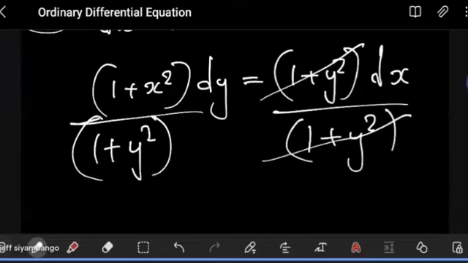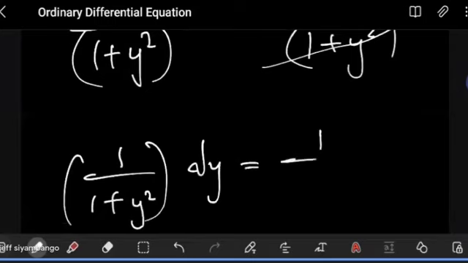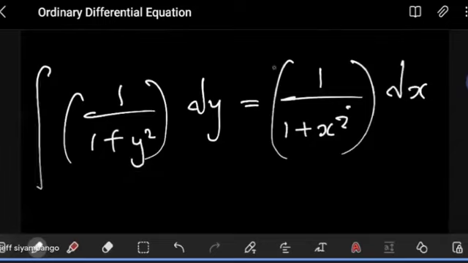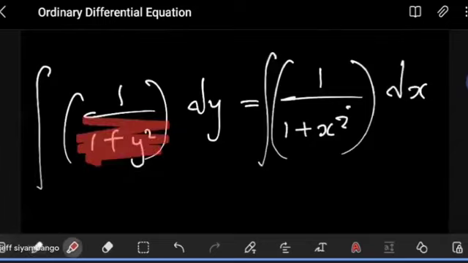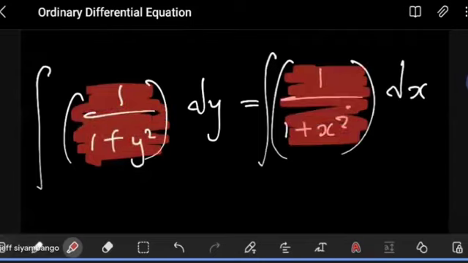You do the same thing with the 1 plus x squared. Divided both sides. It shifts from the left side to the right side. So in the end, I have 1 over 1 plus y squared dy equal to 1 over 1 plus x squared dx. So we now reach this stage. Now you can easily integrate the left side and the right side because everything here is with respect to y or a constant, even here with respect to x or a constant, which is what we wanted.